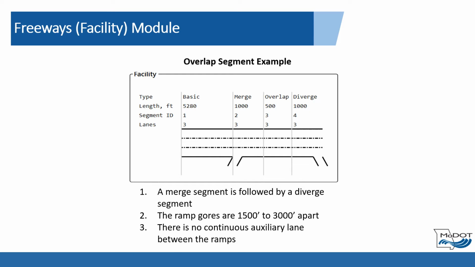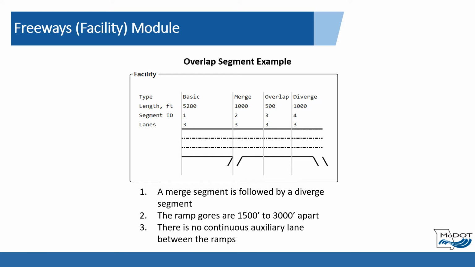An overlap segment is used when the following three criteria are met. A merge segment is followed by a diverge segment. The ramp gores are 1,500 feet to 3,000 feet apart, and there is no continuous auxiliary lane between ramps, which would classify it as a weave.